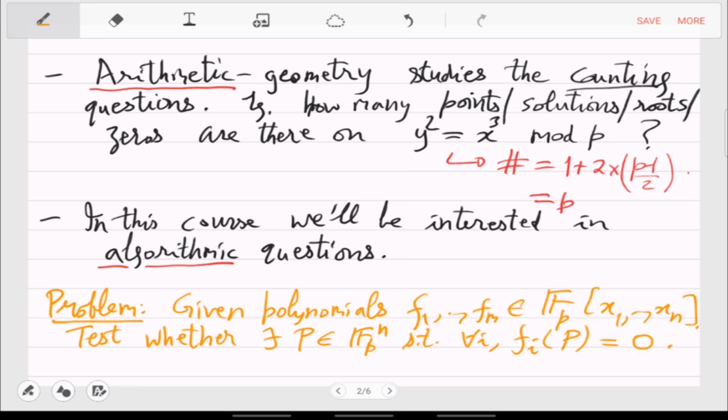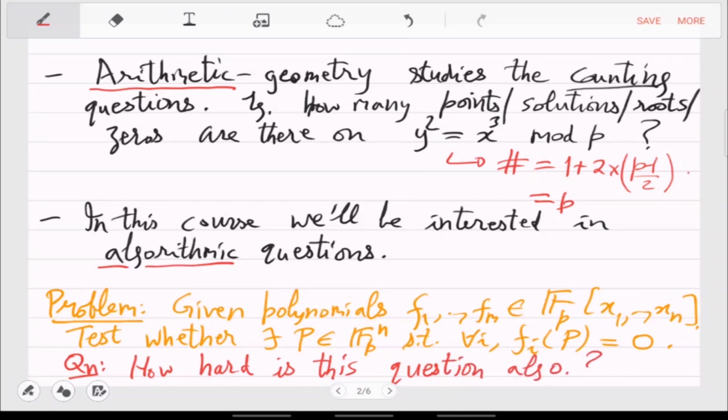Okay, so in other words, is there a zero that is common to all these polynomials in the base field space, which is the Fp to the n space? How hard is this question? What do you think? Algorithmically. Can you find an algorithm which will solve this in practice? Yes or no? There are some people in the back who are experts in this. Is there an algorithm for this?